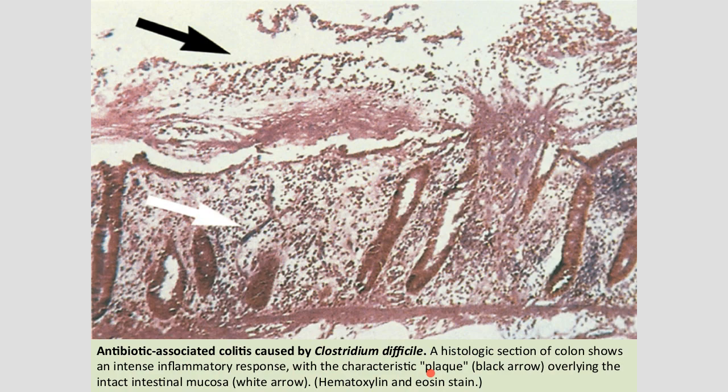If you look at the histological section of the colon, as I said earlier, you will see a black arrow over here. This is a typical plaque, which is overlying the intact intestinal mucosa. This is intestinal mucosa, and then is an H&E stain, and you will see that typical plaque over here, characteristic of pseudomembranous colitis.